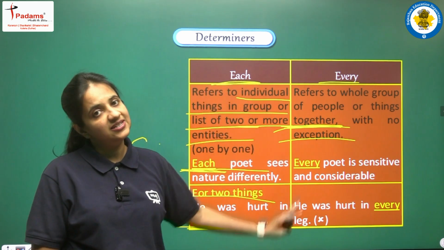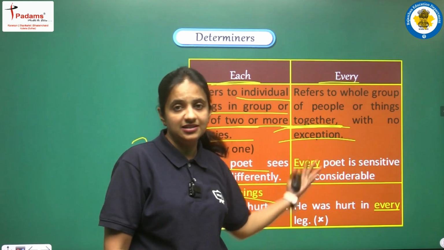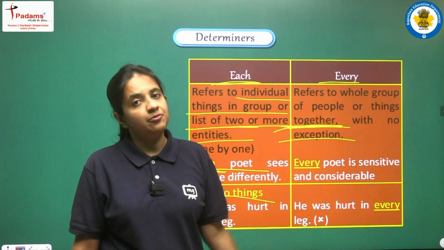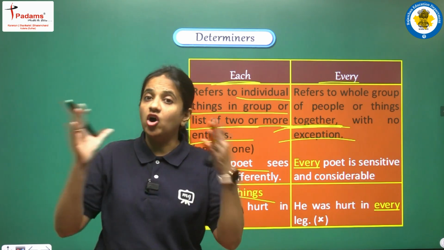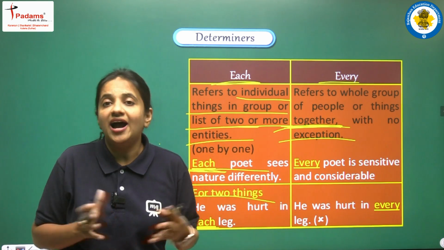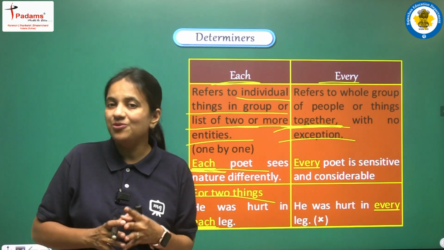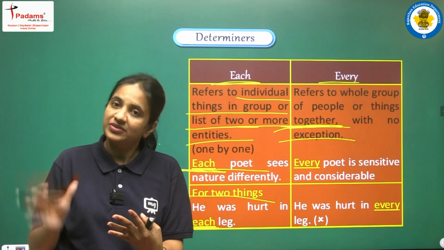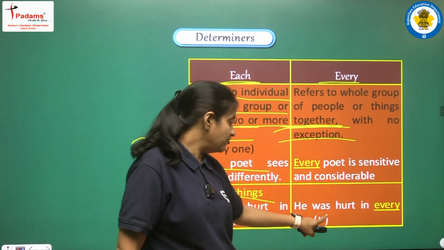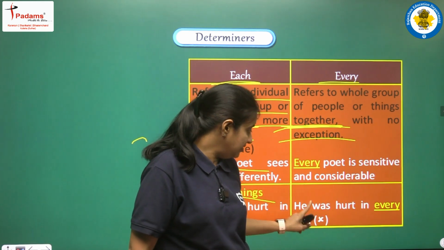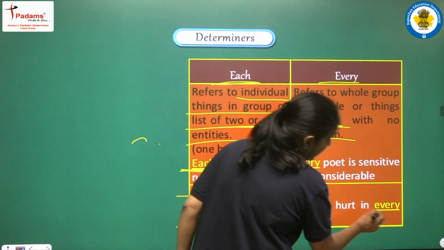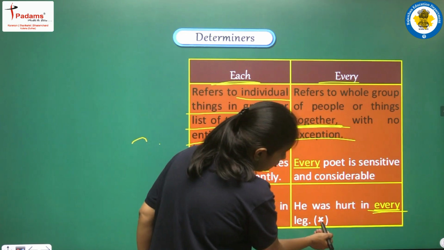So here in this sentence also we are having poet as a subject. So we are having every. So what does it mean? It means that we are talking about all the poets, but we are talking about them as a group, together. Okay? And we know that if we are having this sentence, "He was hurt in leg," then in this sentence we cannot use every, it will be wrong.